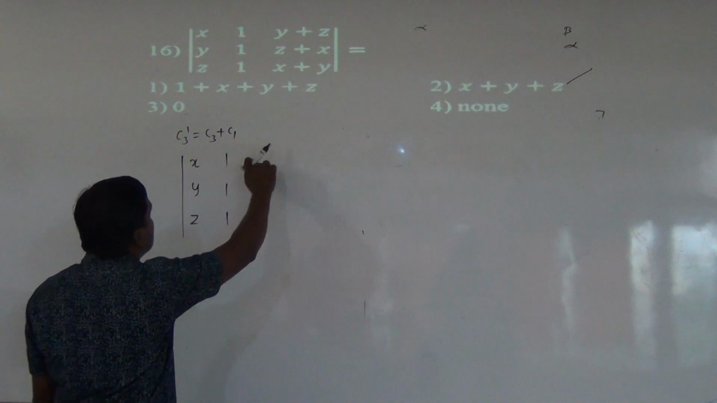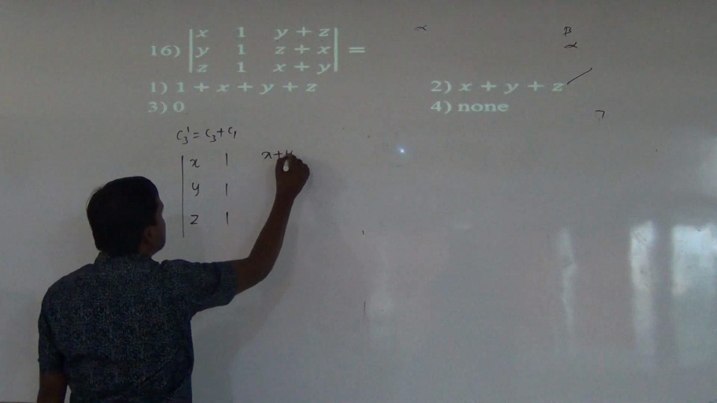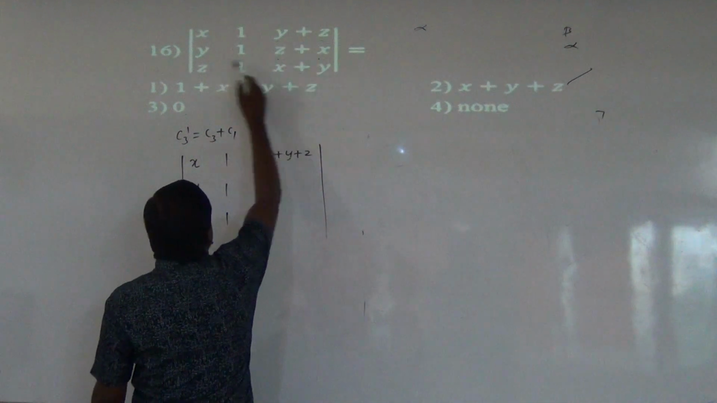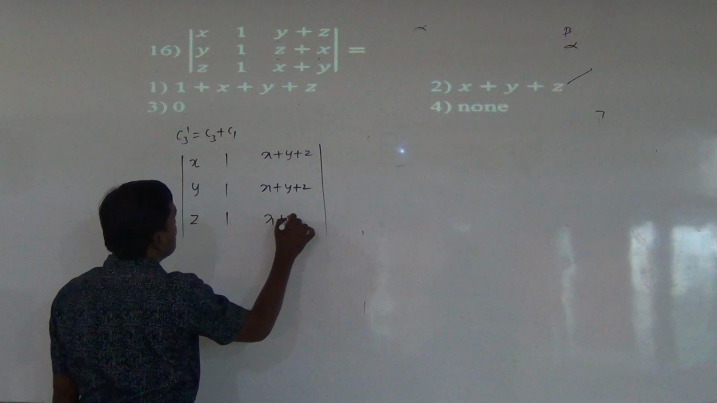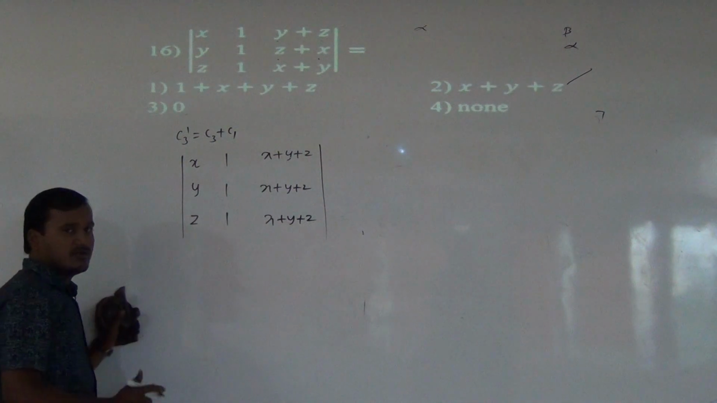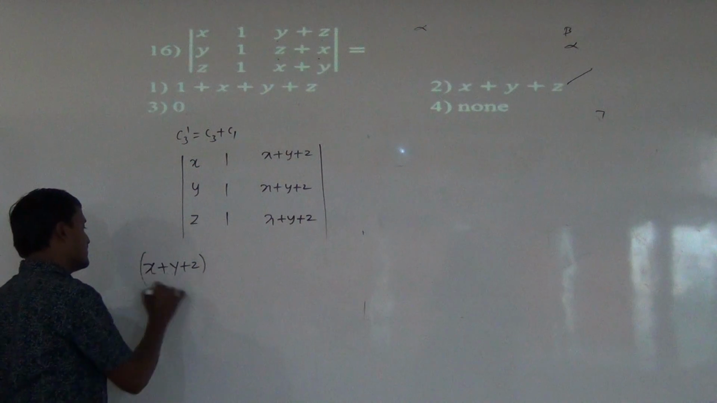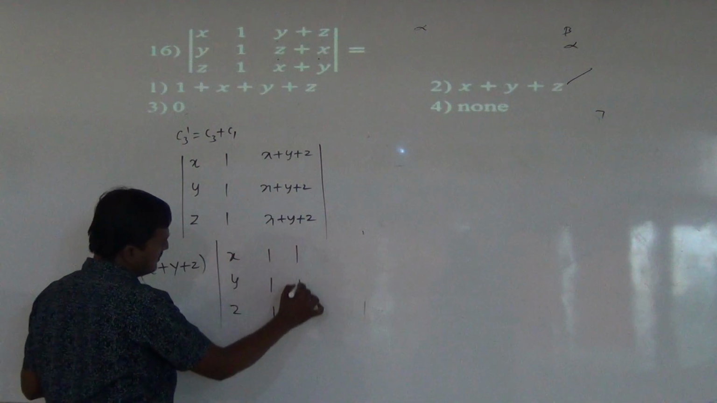C3', that is Y plus Z plus X, means X plus Y plus Z. Next, Z plus X plus Y means X plus Y plus Z. Again here it is X plus Y plus Z. Take X plus Y plus Z common from C3. So it is X, Y, Z, 1, 1, 1, 1, 1, 1.